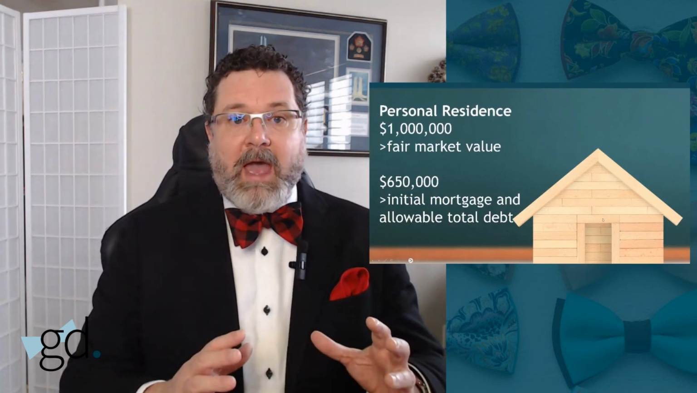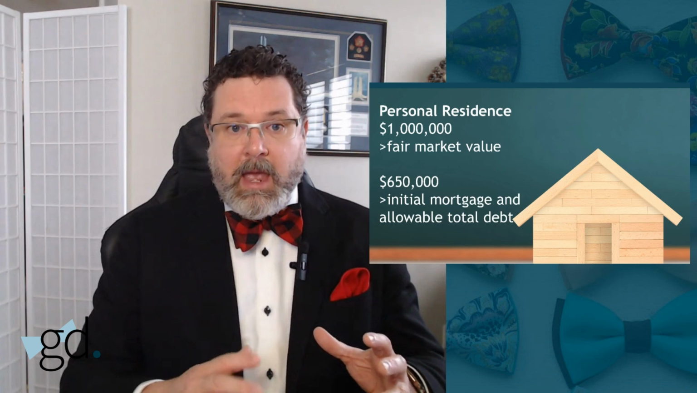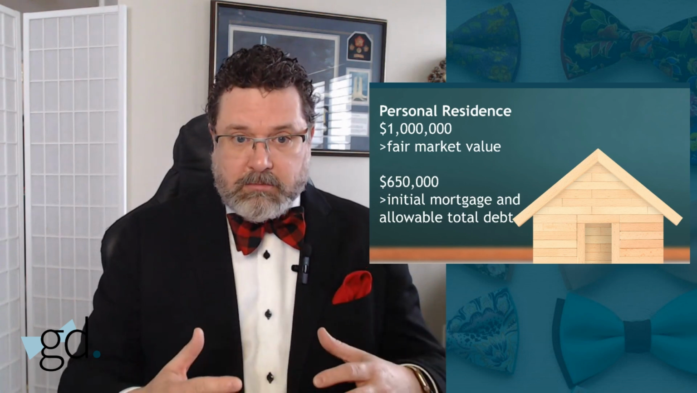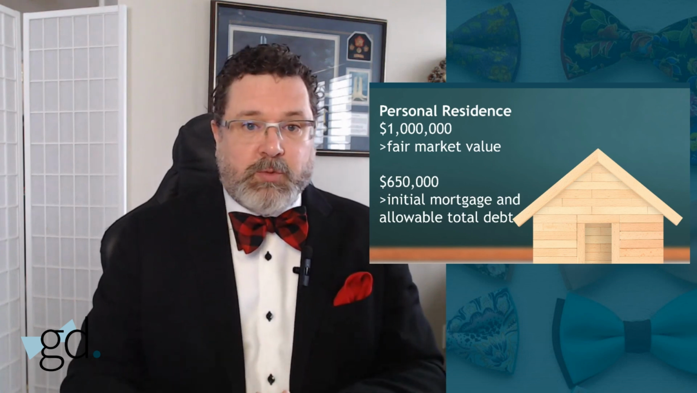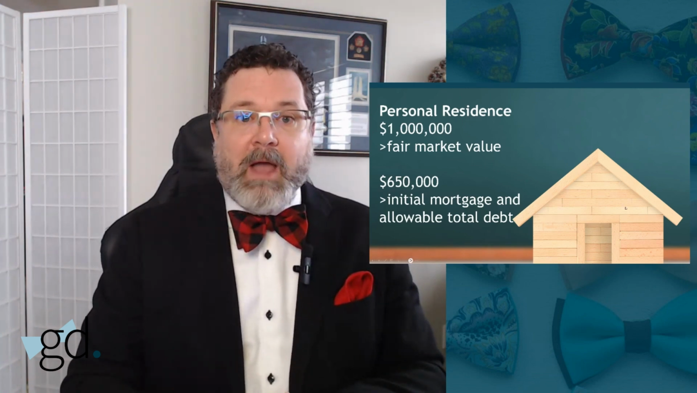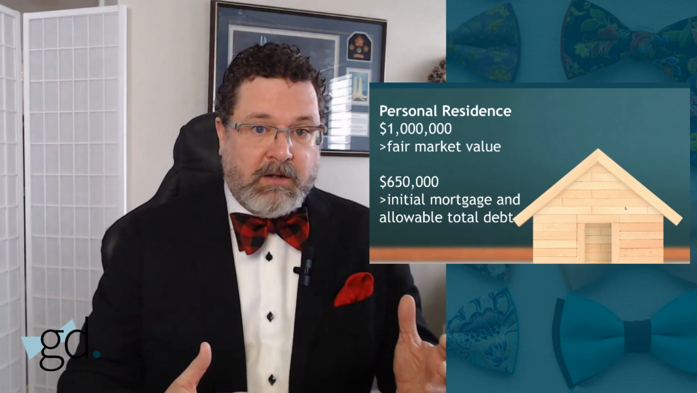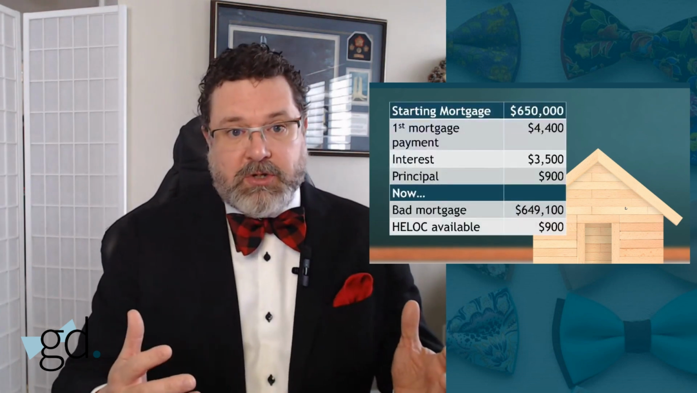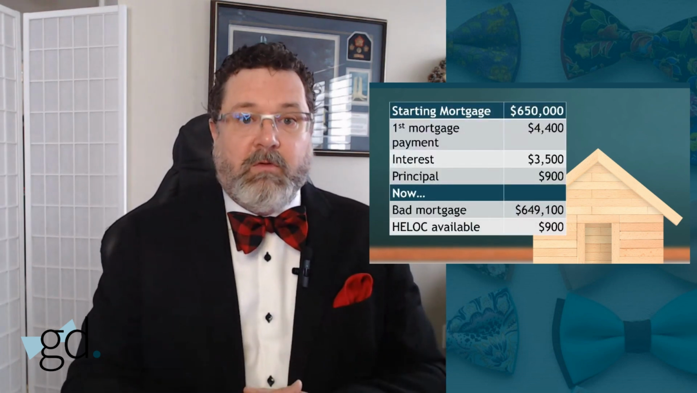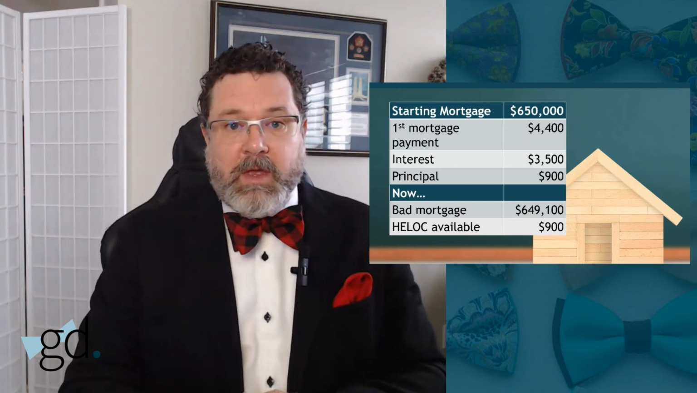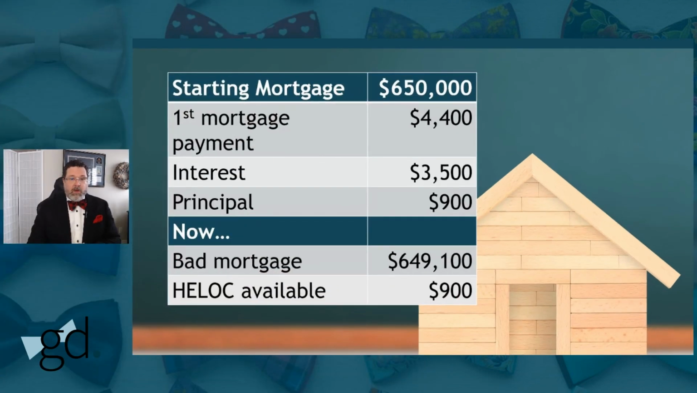So here we have a $1 million home. And while recent rules have restricted the amount of leverage we can place on the home, we're now limited to 65%. But 65% is still better than zero, but it's not as good as the 75 or 80% we were formerly allowed. So with that mortgage, we're going to start off and make our first payment.